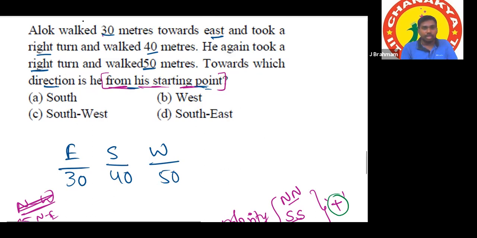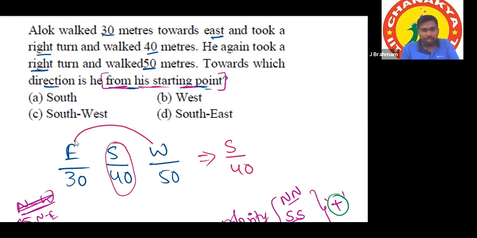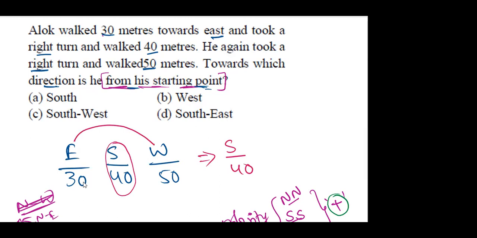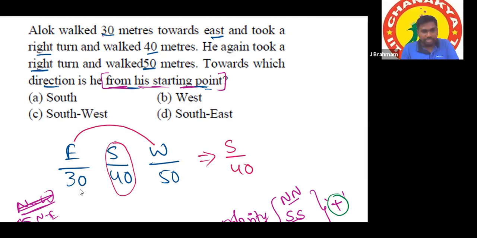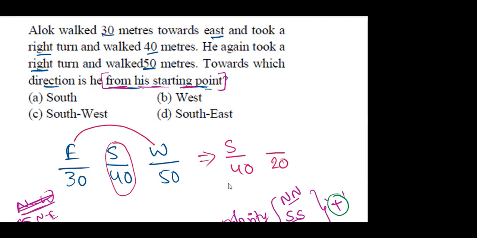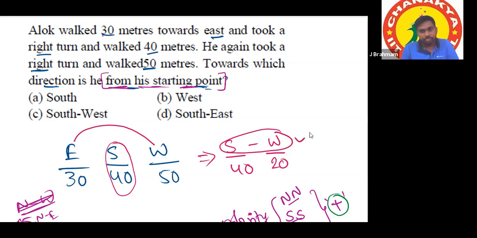Over. Now see, here south has no opposite polarity, that's why I'm taking south directly as 40. And east and west are opposite polarity, so we have to take the difference. What is the difference of 30 and 50? 20. Which is bigger? West is bigger. That's all, our answer is ready: southwest is our answer.